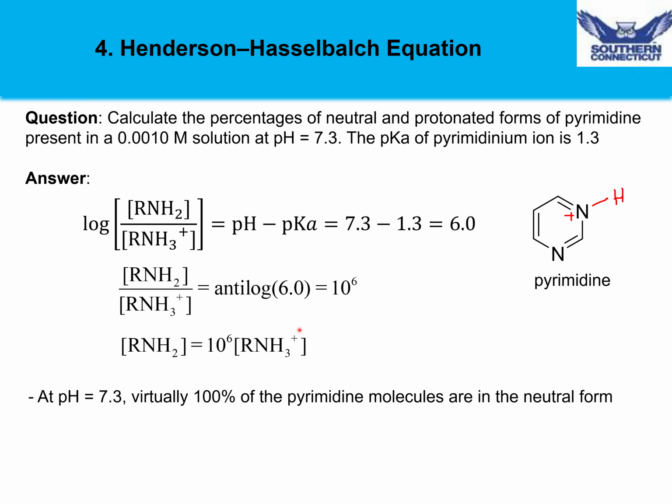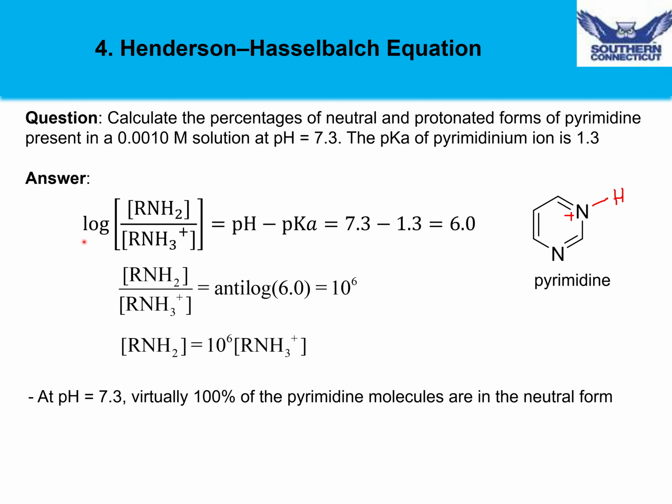In this question, we're going to be dealing with a solution of pyrimidine that is 0.001 molar at a pH of 7.3. As you'll see in a moment, the concentration of pyrimidine actually does not matter since we're going to be solving for a ratio. The pKa of the acid in this buffer, in other words, of the pyridinium ion, is 1.3.